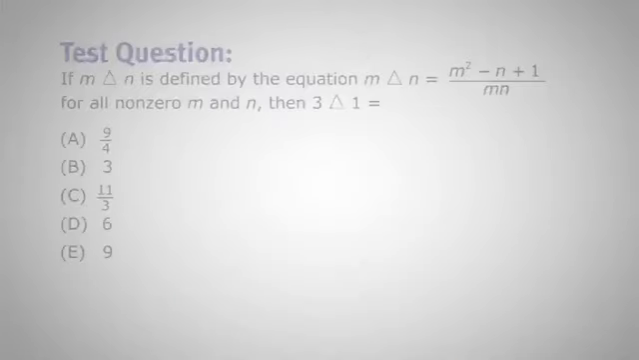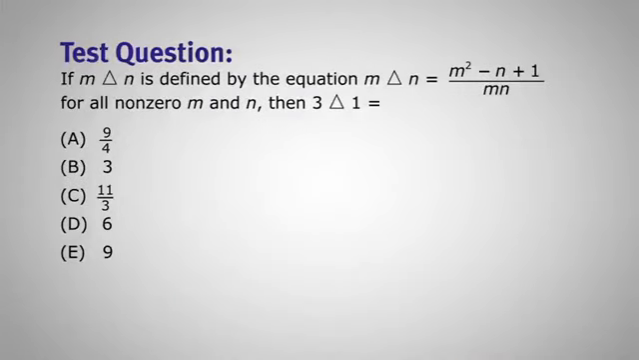Now that you've gotten some experience with special symbol questions, let's put those skills to the test with a test question. Number 11 says if m triangle n is defined by the equation m triangle n equals m squared minus n plus 1 divided by m times n for all non-zero m and n, then 3 triangle 1 equals.